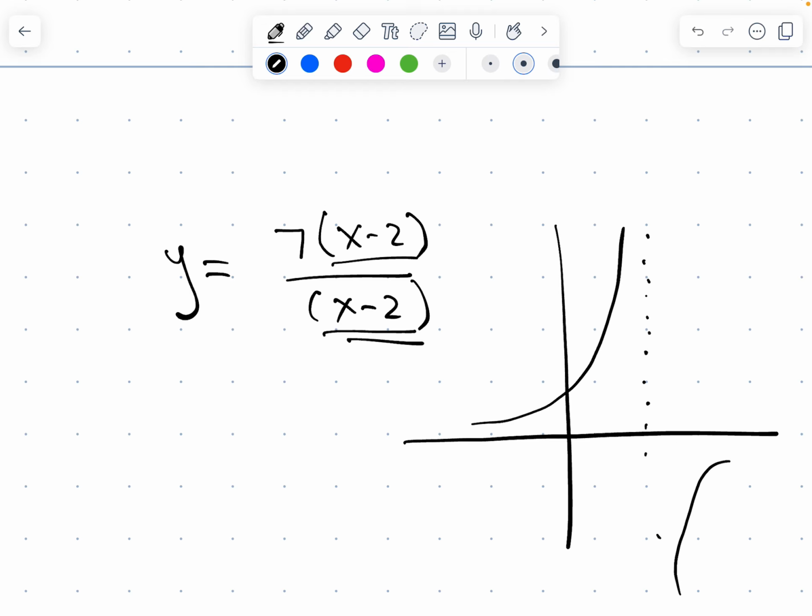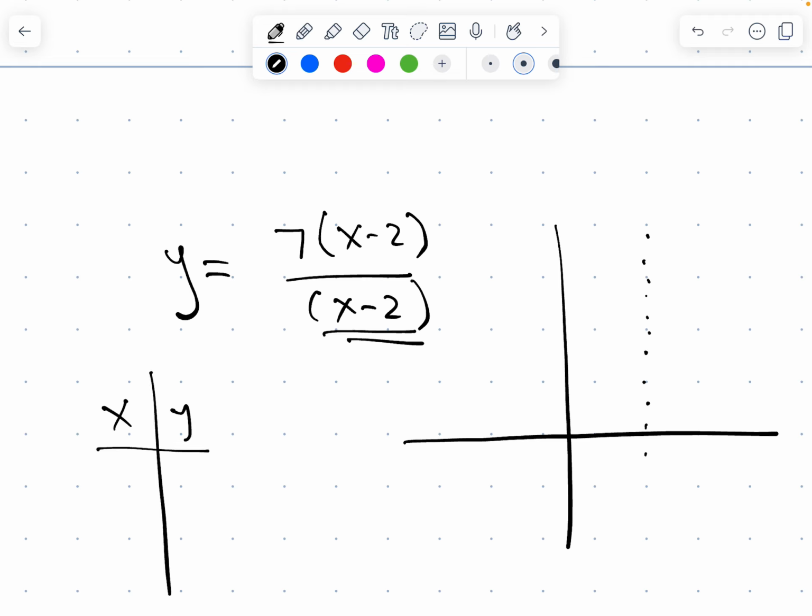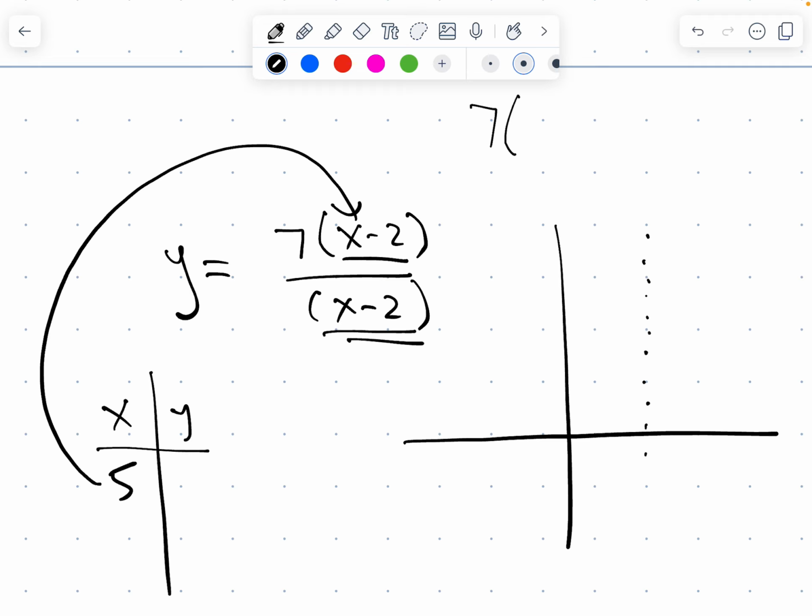So how do you deal with that? Well, let's find some numbers to the left and to the right of 2. Let's choose a number like, I don't know, 5. If we plug 5 in on the top and the bottom, we get 7 times 5 minus 2 is 3. On the bottom, 5 minus 2 is 3. The 3's cancel out, and you have 7. What if I chose a number like 6? Then 6 minus 2 is 4, 6 minus 2 is 4, and the 4's cancel out, and I have 7.